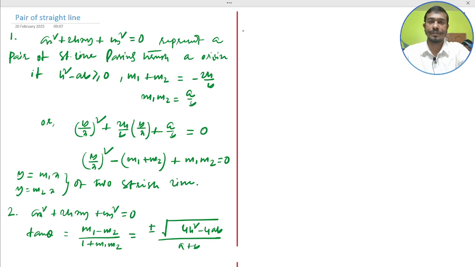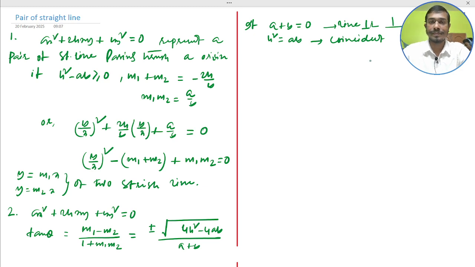And if a plus b is equal to 0, the lines are perpendicular. And if h square equals ab, that means the lines are coincident. Coincident means two lines on top of each other, or perpendicular means this one.